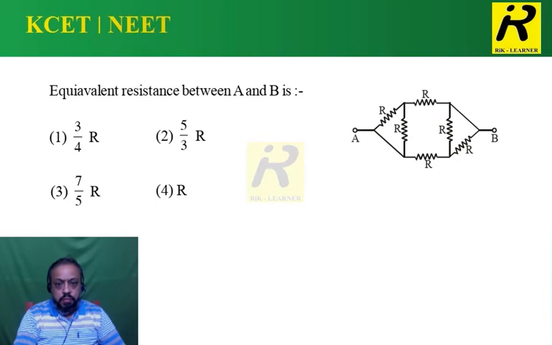Equivalent resistance between A and B is, where is A? The point A is here and the point B is here, and we have to find the equivalent resistance between A and B. Let me show you how actually we can perform the solution.